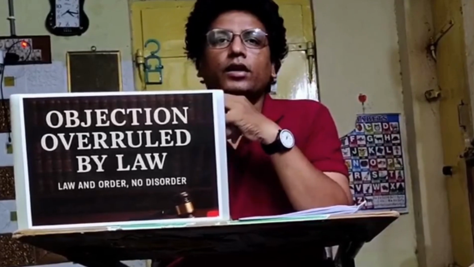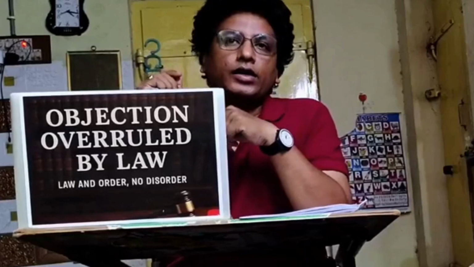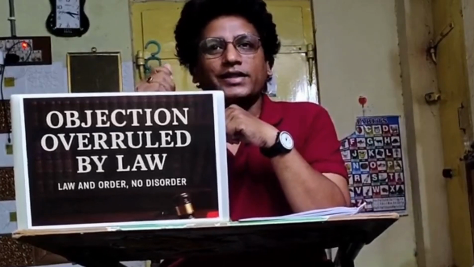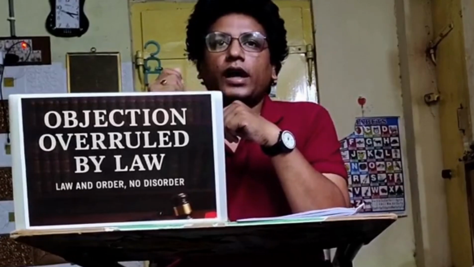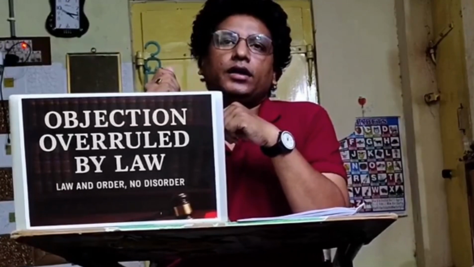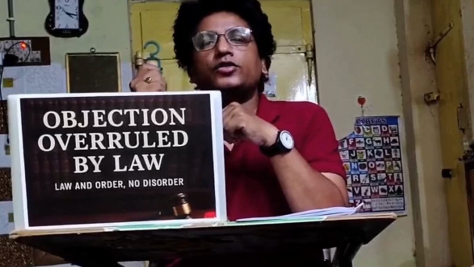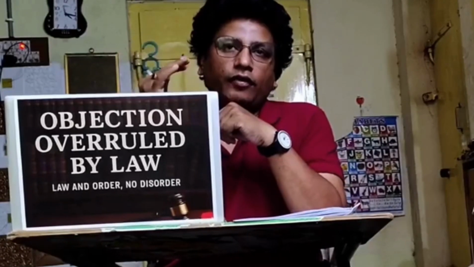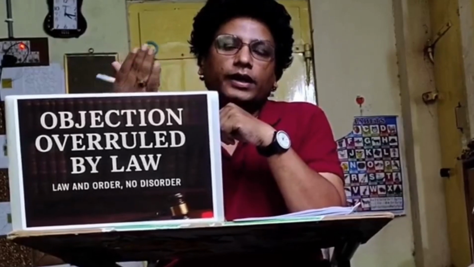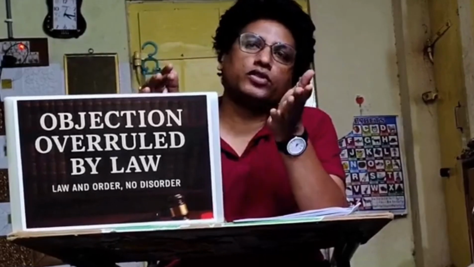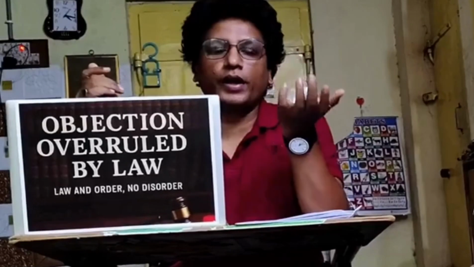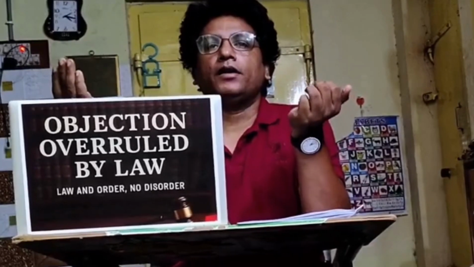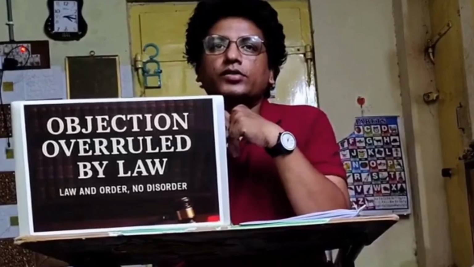So, the overall summary: Article 12 helps us to identify whether any body is a state or not. The purpose of knowing whether any body is a state or not is the enforcement of fundamental rights. If any violation happens, then you can approach the Supreme Court or High Court. If it is the Supreme Court, it is under Article 32. If it is the High Court, it is under Article 226. So this is the overall picture of Article 12.